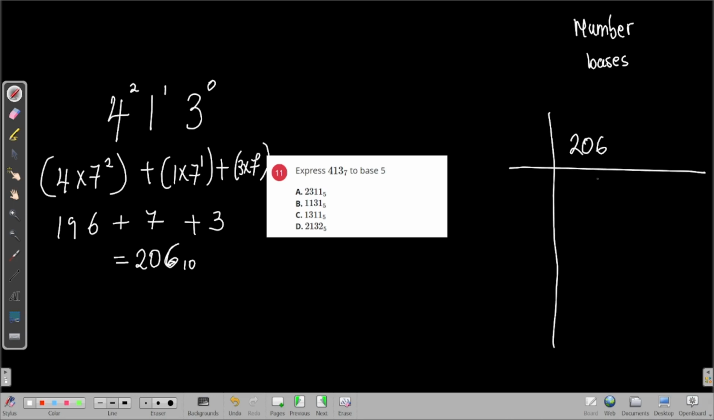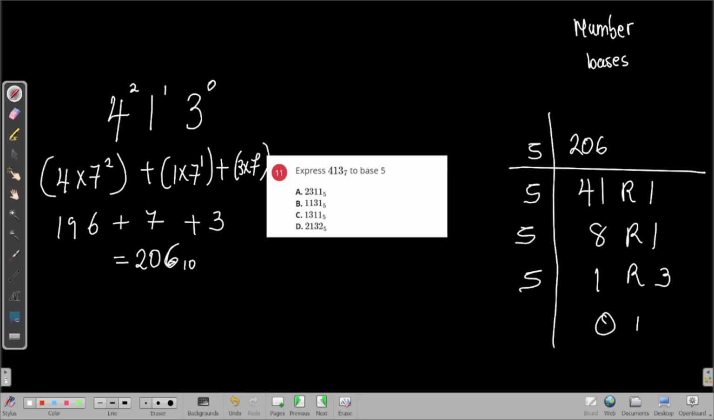So I'm going to put my remainder here. This is 41 remainder 1, 8 remainder 1, 1 remainder 3, 0 remainder 1. Then you invert it, so the answer is equal to 1311 in base 5. So number bases is actually easy to do.